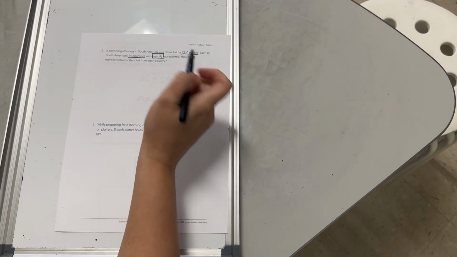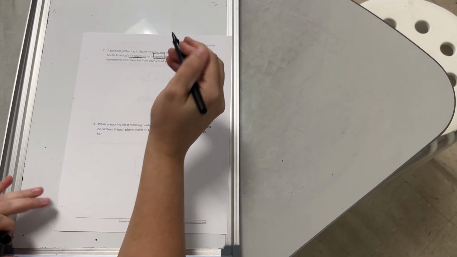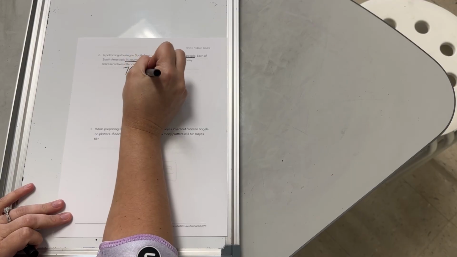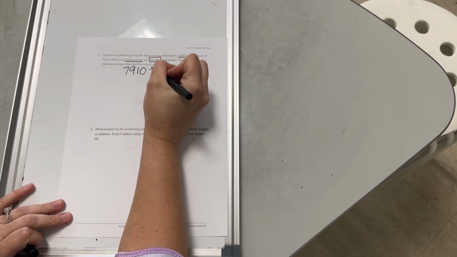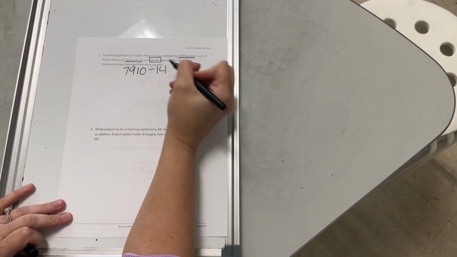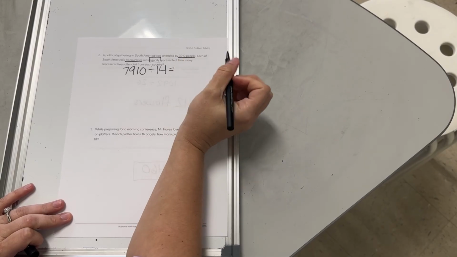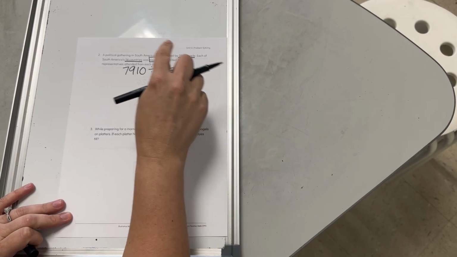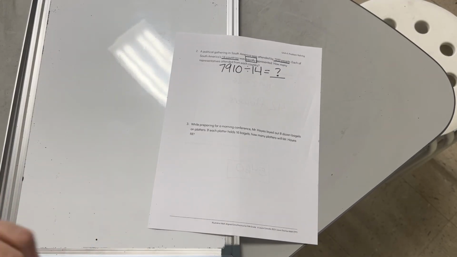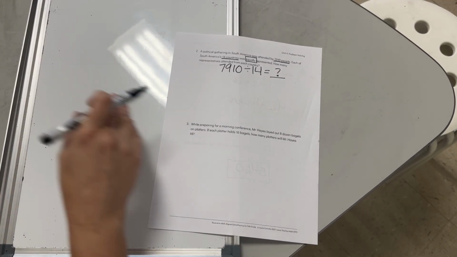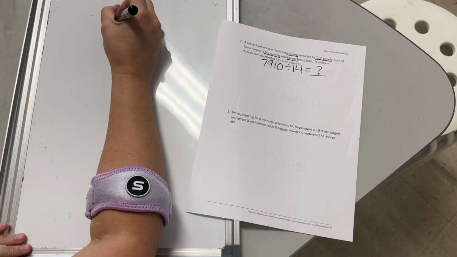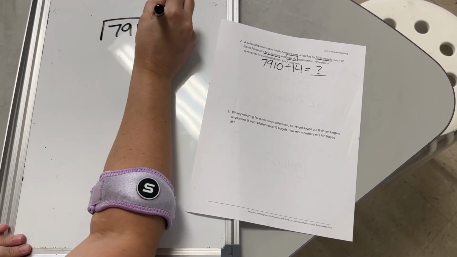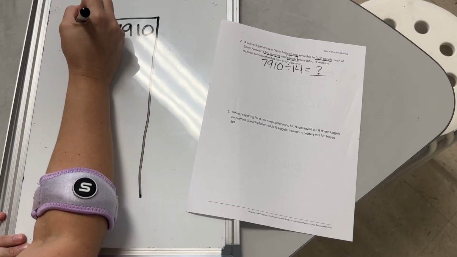So I'm going to need to take the number of people and divide by the number of countries that they're from. So 7,910 people divided out between 14 different countries, and that's going to tell me how many people are in each, or how many people are from each country. I'll go ahead and set it up as my partial quotient. So 7,910 divided by 14.